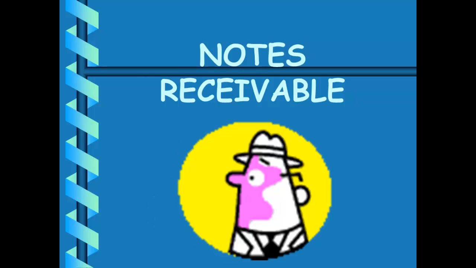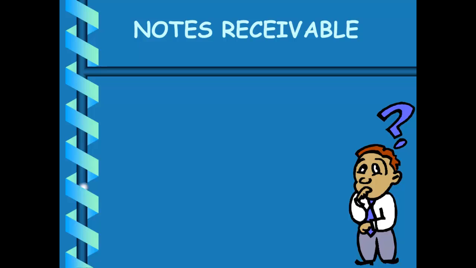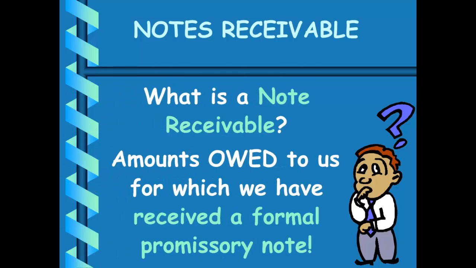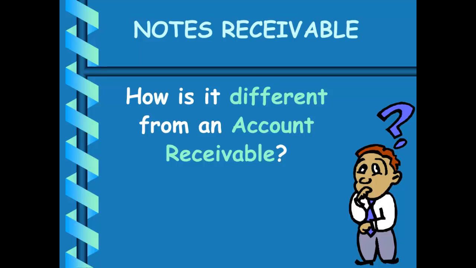Notes receivable. Now we've talked just about promissory notes. What is a note receivable? Somebody owes me money. They sign a promissory note. Not only did they just promise to pay, but they signed a promissory note because they put their promise in writing. With an accounts receivable, they just promised to pay. Now they have put that promise in writing.